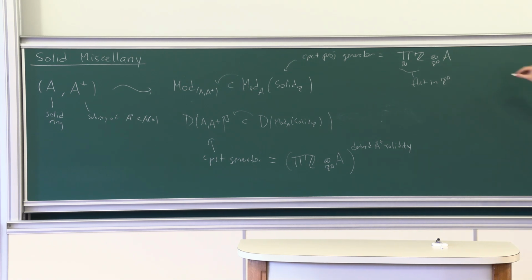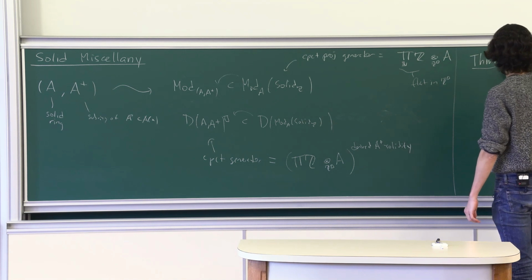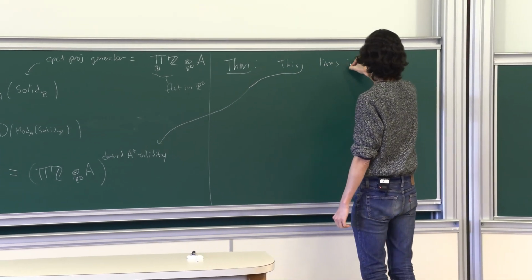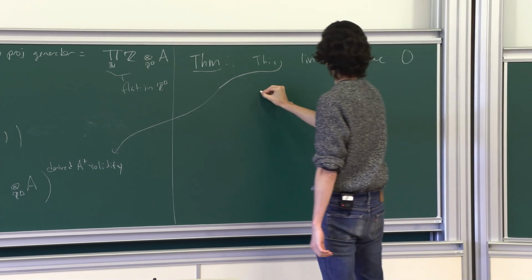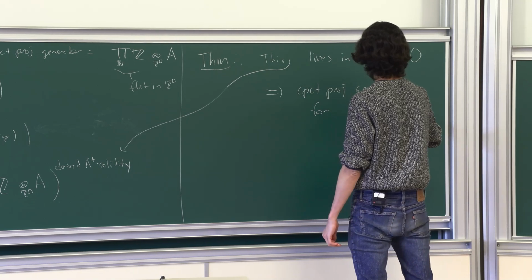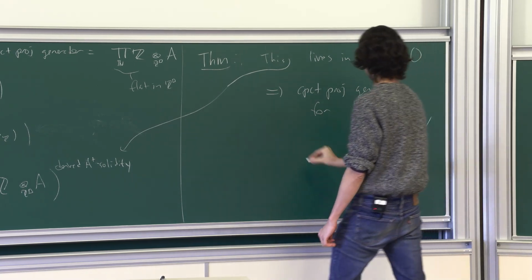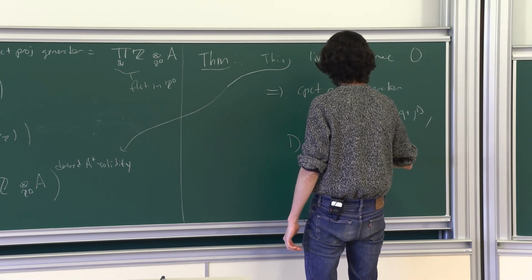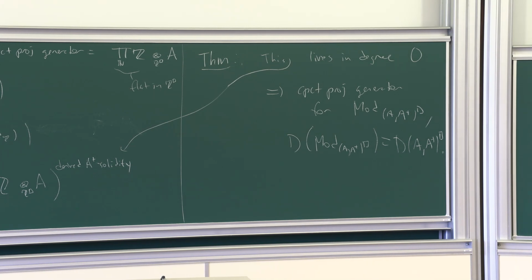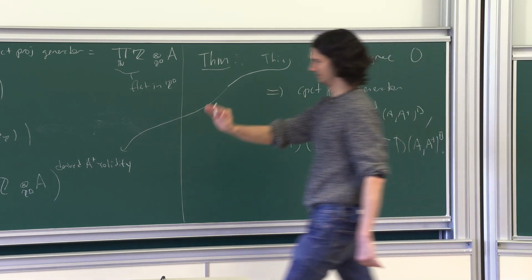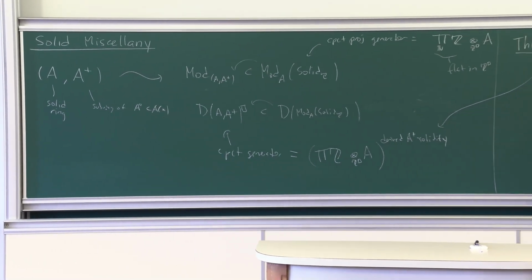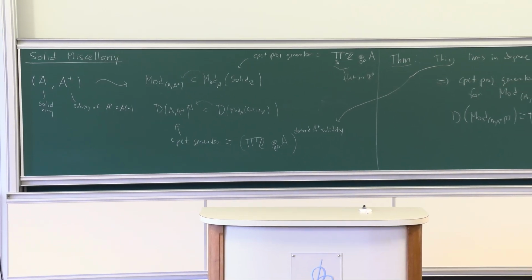And maybe I'll say, so theorem. The first thing I'm going to explain is that this lives in degree 0. That means it's a compact projective generator for the abelian category, mod A plus solid, and the derived category of this abelian category is the derived category that we defined there. So as long as your underlying solid ring is not derived in any way, then in fact the whole theory is kind of flat, so to speak, determined on the abelian level.